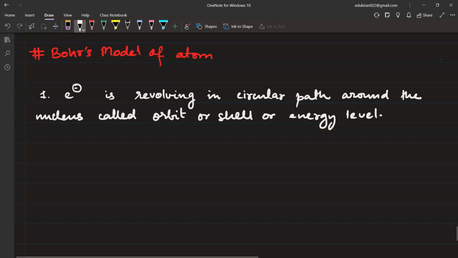He said it is an energy level because each and every element has a particular work function. Work function is nothing but the energy required to remove an electron. So that electron will be having certain energy. That is why it is requiring energy to get removed. So that is also called as energy level or shell or orbit. And the second point.